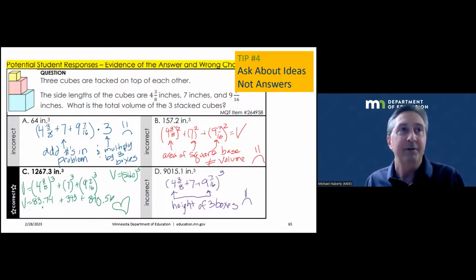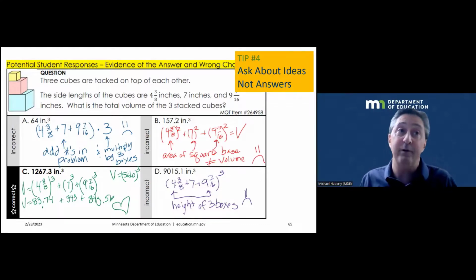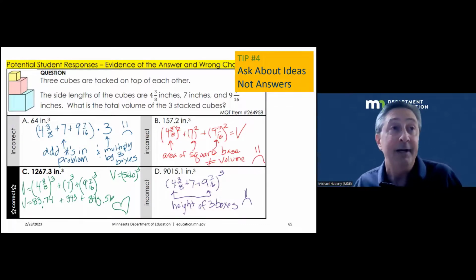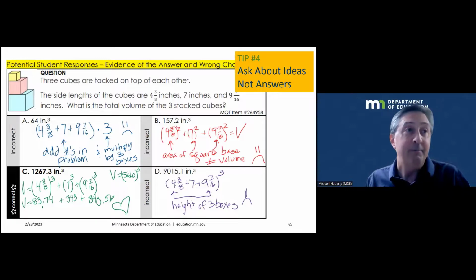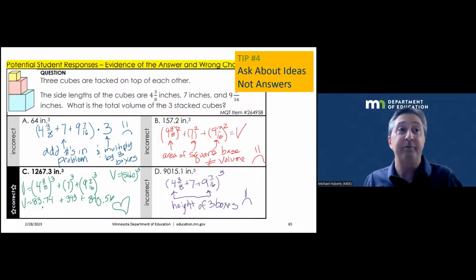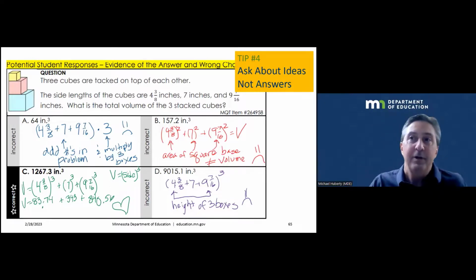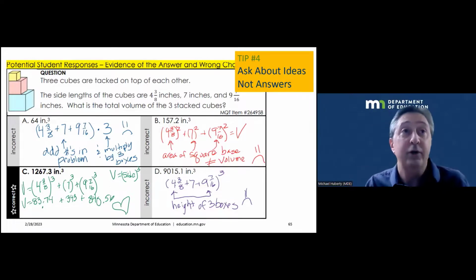Or, in box B, instead of cubing each of the numbers and adding them, they're squaring them, right? And adding them together. Of course, C is the correct one. And then in D, it's adding the 3 numbers and then cubing them afterwards, right? And so these are all things that students certainly could have done. And in fact, students have done.